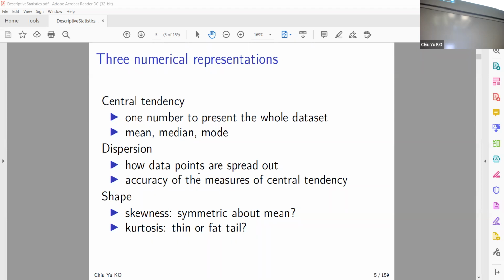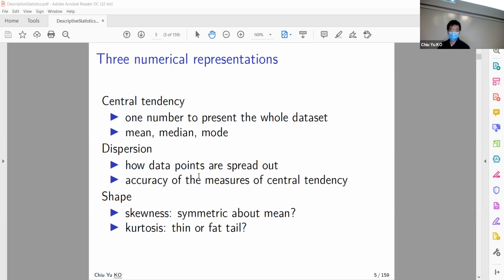If a lot of people are high-end customers you have, then you would probably tailor your product or tailor your advertising campaign to those customers. So that is why we care about the shape.